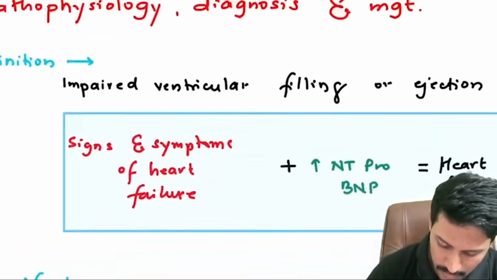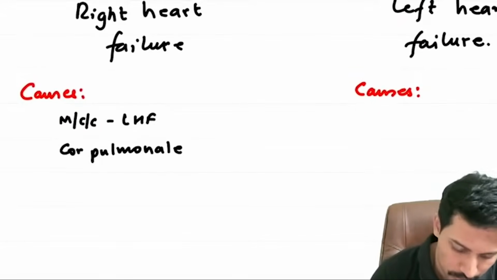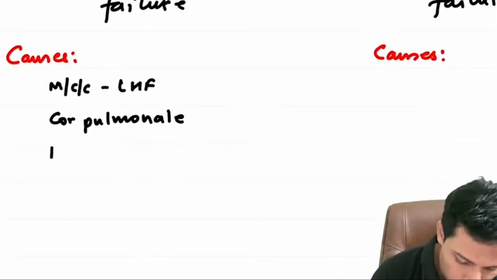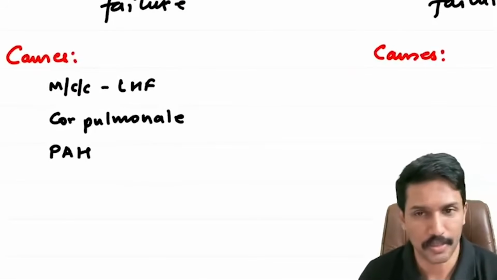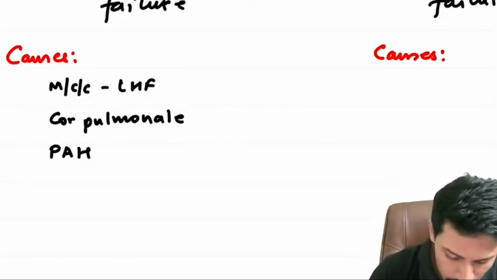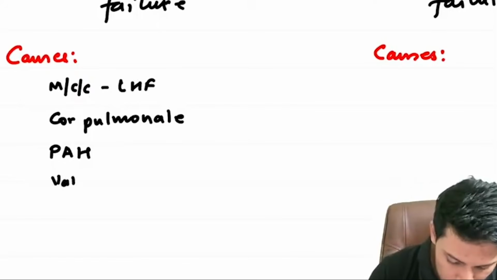Okay, apart from that, what other causes can I list for right heart failure? Pulmonary arterial hypertension. Then right-sided valvular heart diseases.